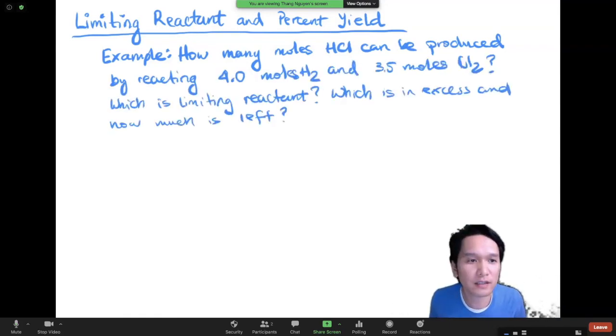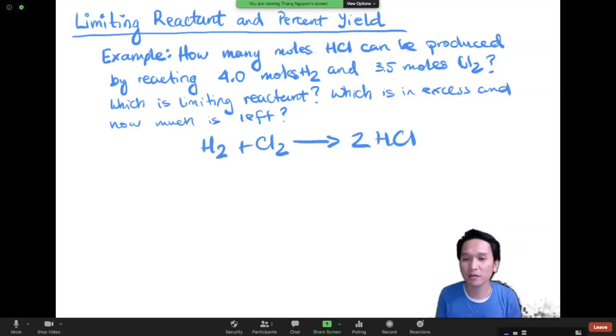This question reads, how many moles of HCl can be produced by reacting 4.0 moles of H2 and 3.5 moles of Cl2? Which is the limiting reactant, which is in excess, and how much is left? The balanced chemical equation is also given to us. Now, let's solve it in a more systematic manner. Remember, to know which one is your limiting reactant, we start with each reactant and go forward to calculate how much of the product we are making. So let's tackle one at a time.